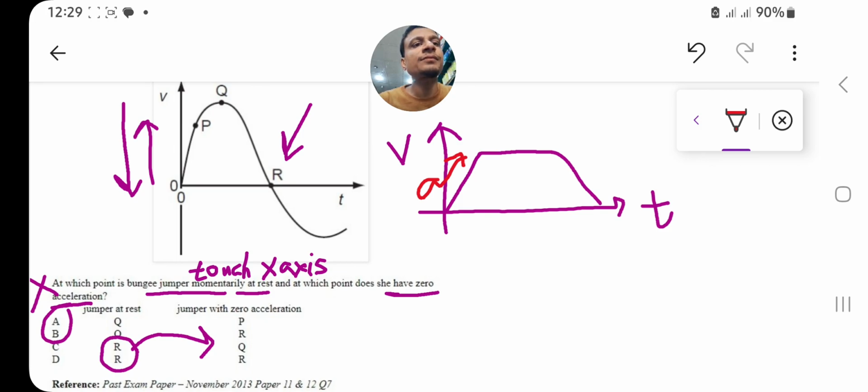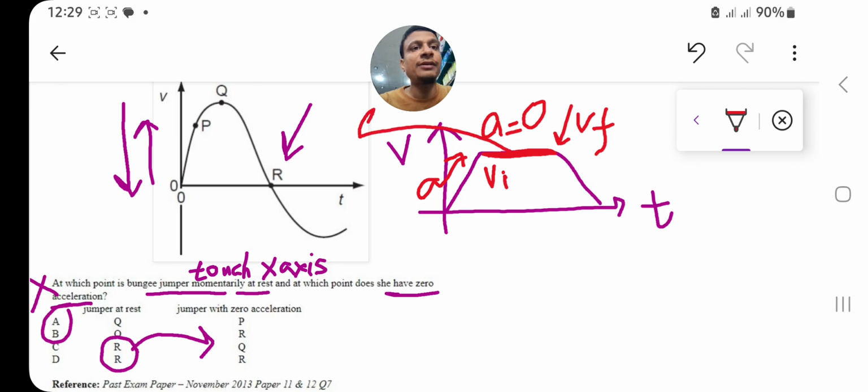Now notice this part. Our answer lies basically here. If we have this corner point as the initial velocity, and this corner point as the final velocity, then the initial and final velocities are the same. So at this very part of the VT graph, the acceleration is zero. We need to relate this point with the graph on the left.